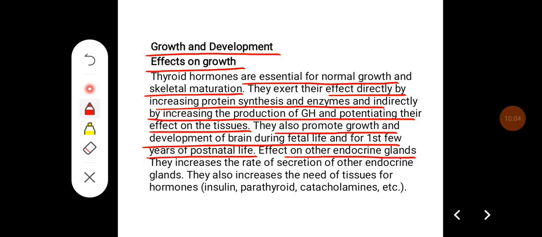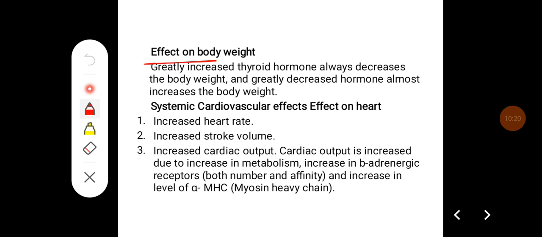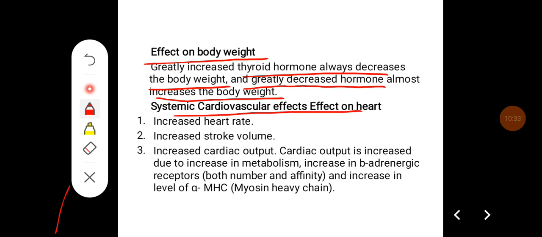Their effect on other endocrine glands: they increase the rate of secretion of other endocrine glands, and also increase the need of tissues for hormones like insulin, parathyroid hormone, and catecholamines. Their effect on body weight: greatly increased thyroid hormone always decreases body weight, and greatly decreased hormone almost always increases body weight. Then there are systemic effects like cardiovascular effects: they increase the heart rate, the stroke volume, and the cardiac output.